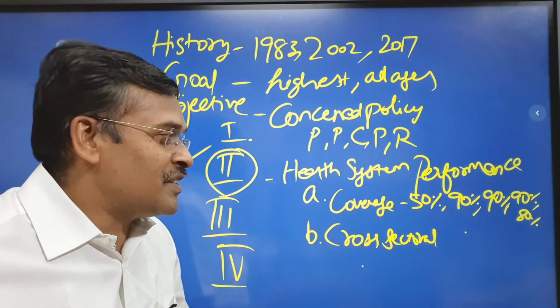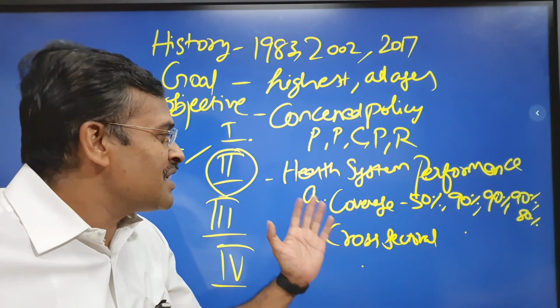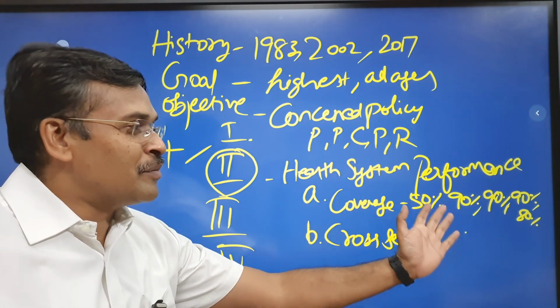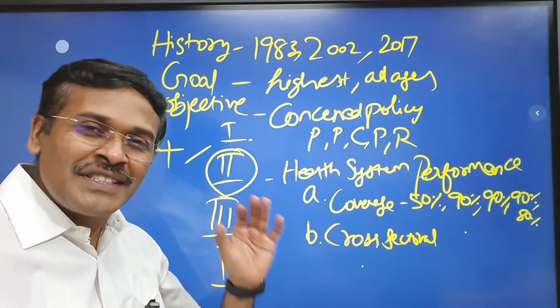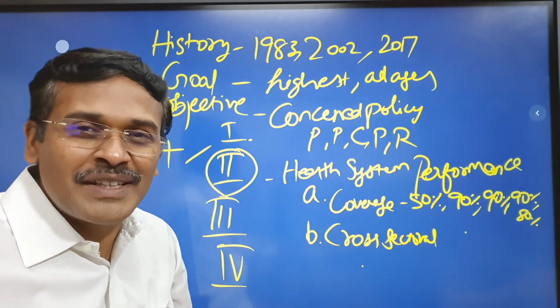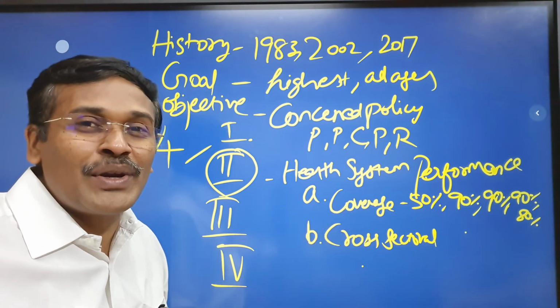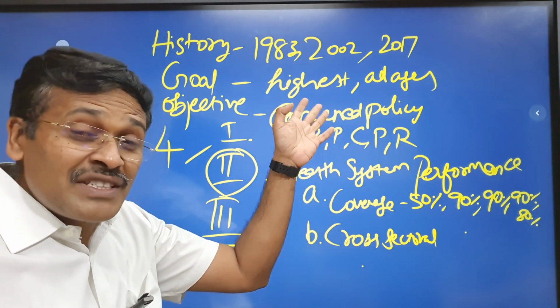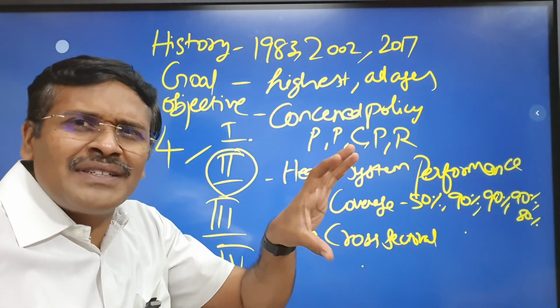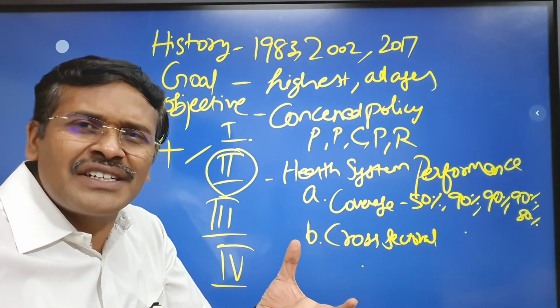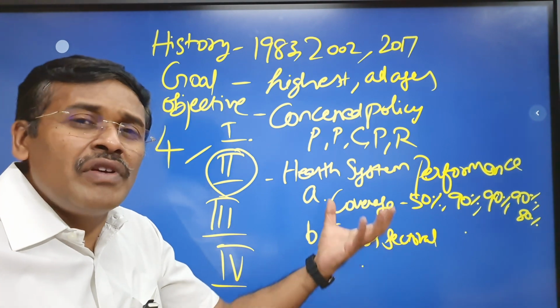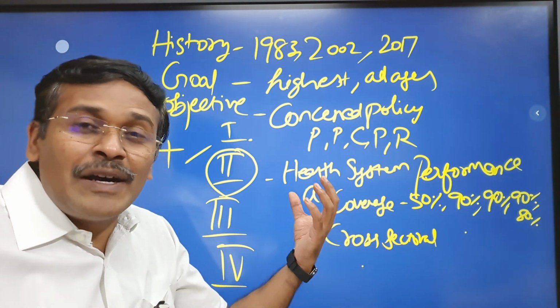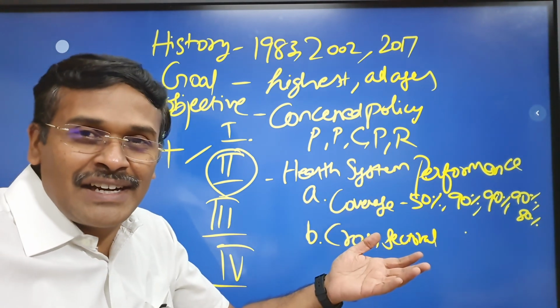So that is 80%. In health system performance, we have the coverage which is 50%, 90%, 90%, 90%, and 80%. With these numbers, you can recall and remember the points. Now coming to cross-sectoral goals. Previously in health status, for leprosy, AIDS and all, we saw reduction and elimination. But here in cross-sectoral goals, we want to see reduction of certain problems which are indirectly related to health.